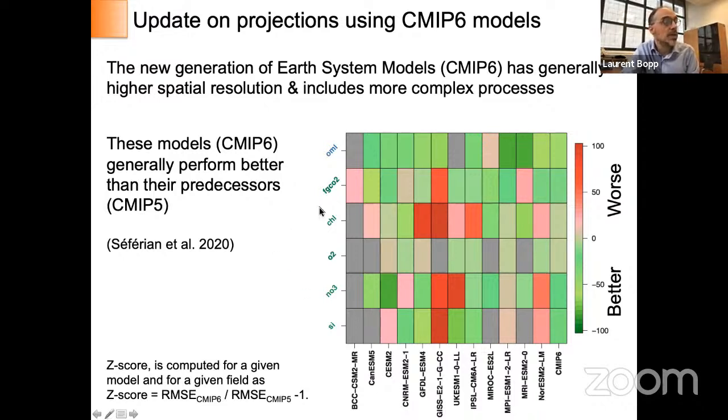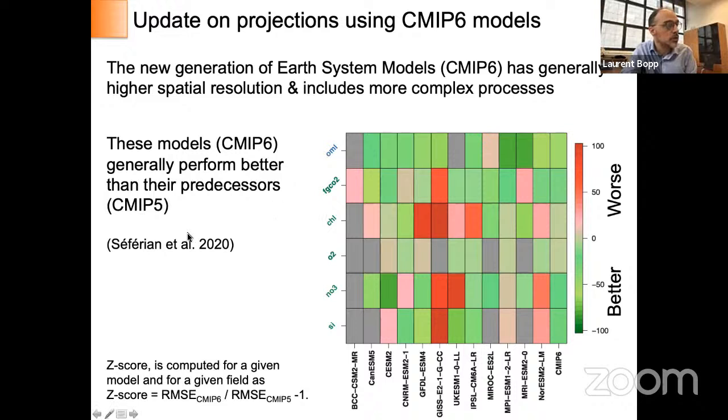And here, basically, we compare for different fields: mixed layer depths, ocean carbon fluxes, surface chlorophyll, oxygen, nitrate, silicate. We compare scores in terms of evaluation between the CMIP6 version versus the CMIP5 version. So when it's in green, it means that the model has improved. Maybe because the physics is better, maybe because the biogeochemistry is better, maybe because the tuning has been performed better.